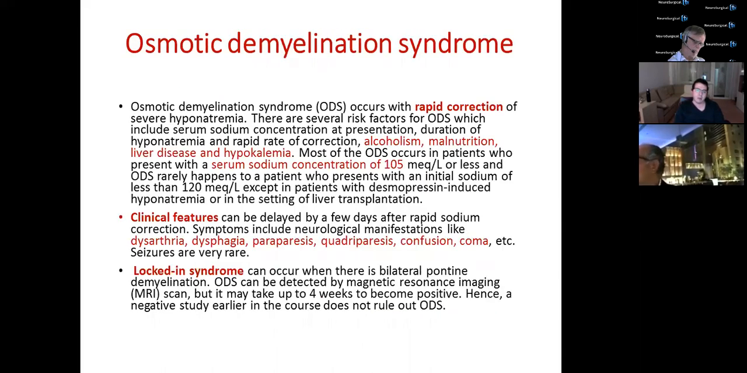This is in order to avoid osmotic demyelination syndrome, which rapid correction of hyponatremia can cause. It is common in patients with alcoholism, malnutrition, liver disease, and hypokalemia. The symptoms usually start a few days after correction of hyponatremia, not at the same time, maybe 4 or 5 days later: dysarthria, dysphagia, paraparesis, quadriparesis, confusion, coma. If there is damage with bilateral pontine demyelination, the patient presents with locked-in syndrome.